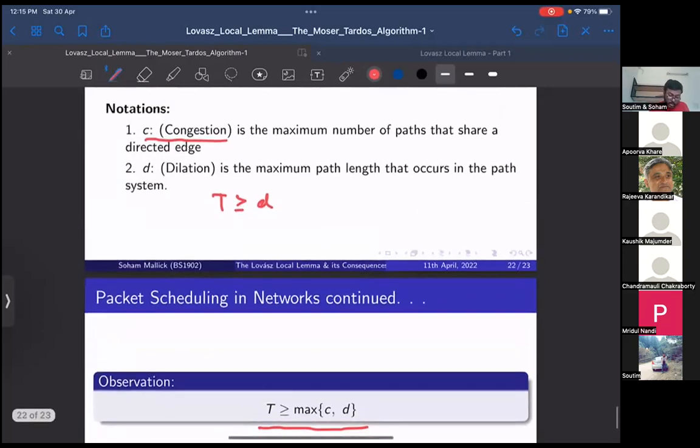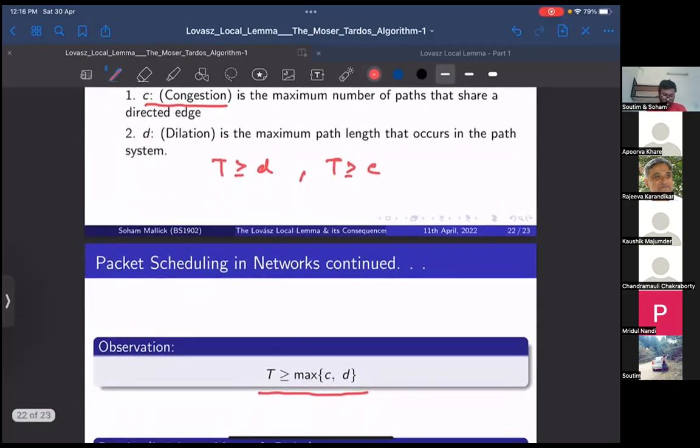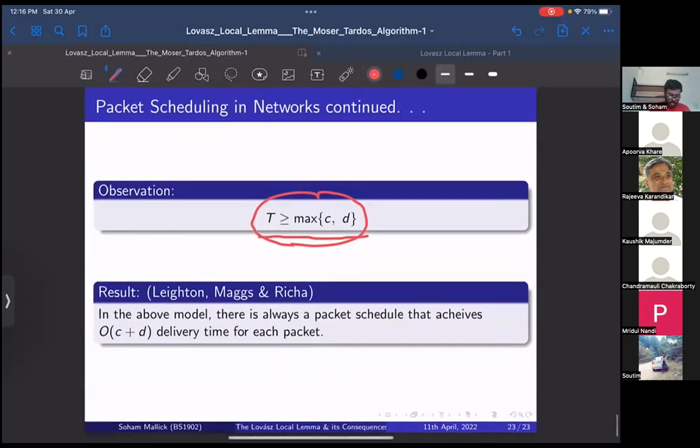It also has to be greater than or equal to C, because if they are congested at a certain point, and C is the maximum number of paths that share a directed edge, then if all the packets arrive there, they have to wait at least C time points, right? So that is why T has to be greater than or equal to this maximum number. And the important result we have is that this trivial lower bound can actually be achieved up to a constant factor. This is essentially the result due to Leighton, Maggs, and Richa, that in this above model, there is always a packet schedule that achieves O(C plus D) delivery time. So C plus D is very much comparable to the maximum of C and D, because this is less than or equal to 2 times the maximum of C and D.